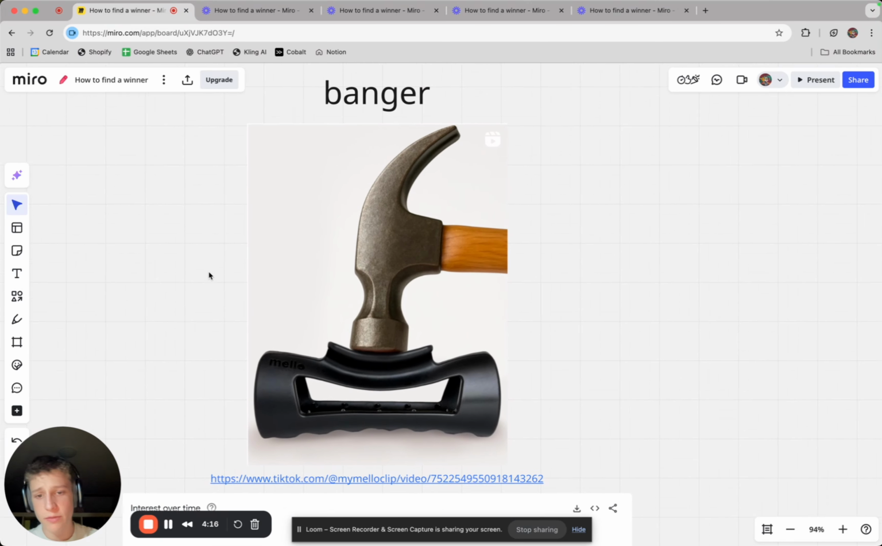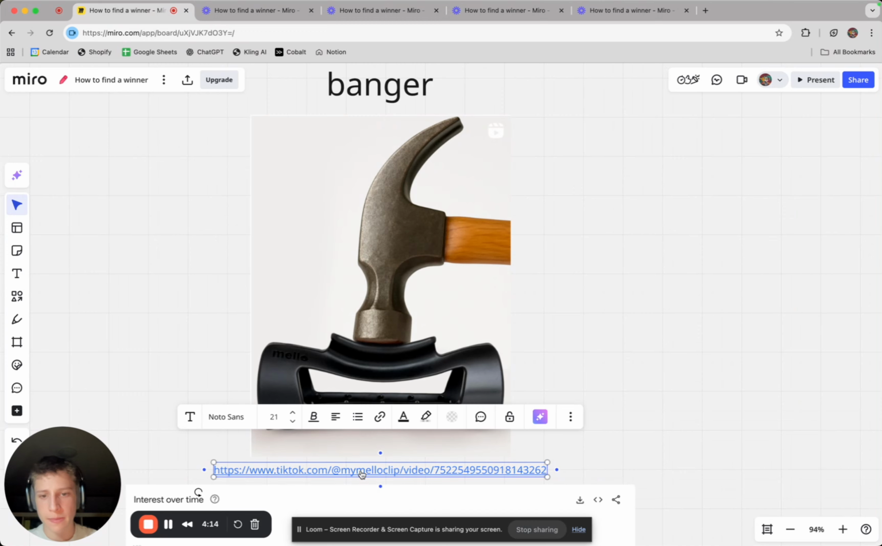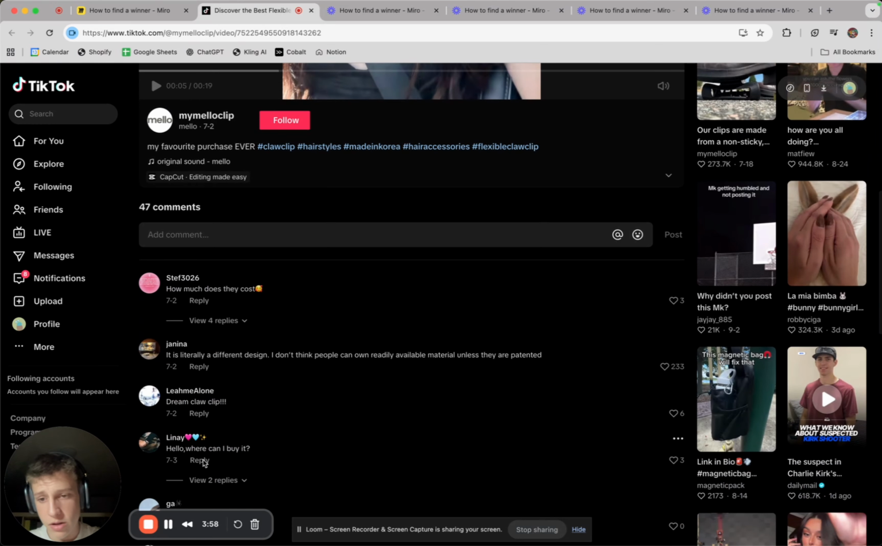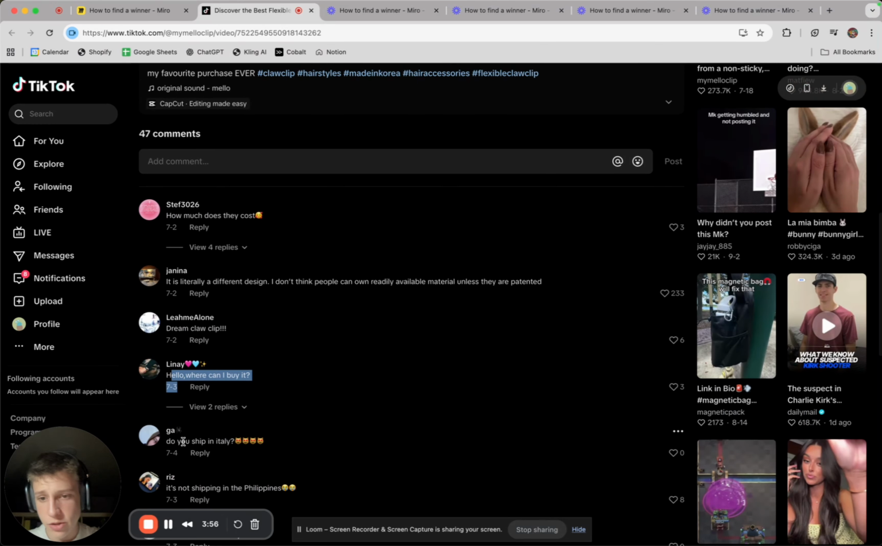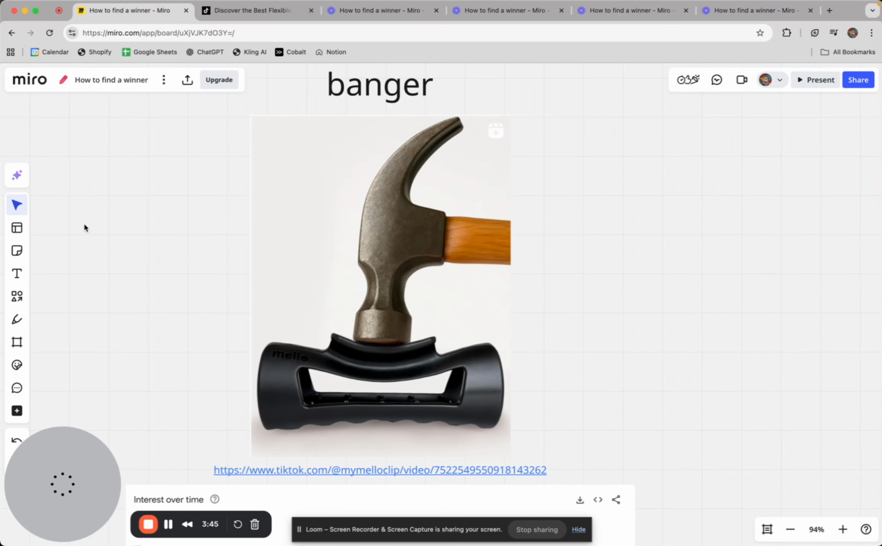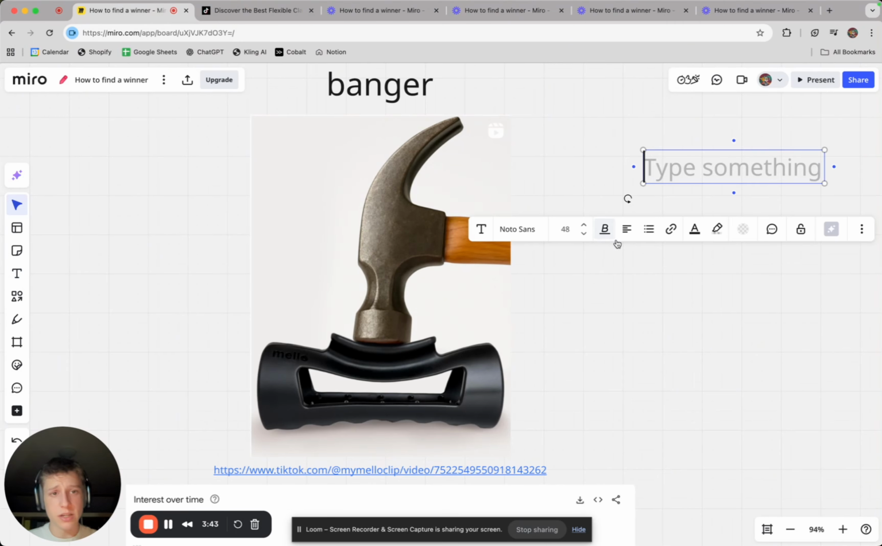So the first thing, if we go to the video, we can see literally how much does it cost. Dream Claw Clip. Where can I buy it? Do you ship to Italy? Like you can clearly see there's so much demand for this. Like the main criteria, which is demand, is done, is checked off. Then the second thing is literally like one product, and so it's low SKUs, so that's very good. I'm not gonna write it down.